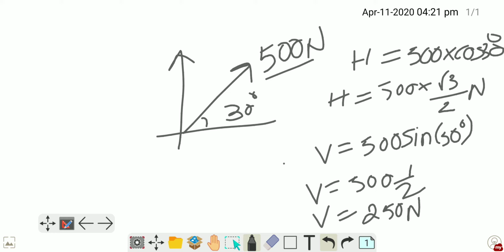V is nothing but 250 newtons, and H is nothing but 500 multiplied with root 3 divided by 2 newtons. You can also simplify this value and write it in decimal form. And this is how we calculate the components, and we resolve the force of 500 newtons into the vertical and horizontal components.